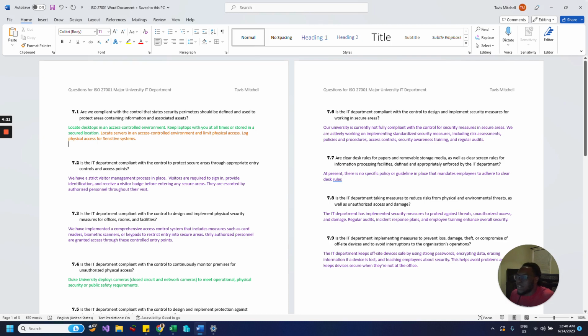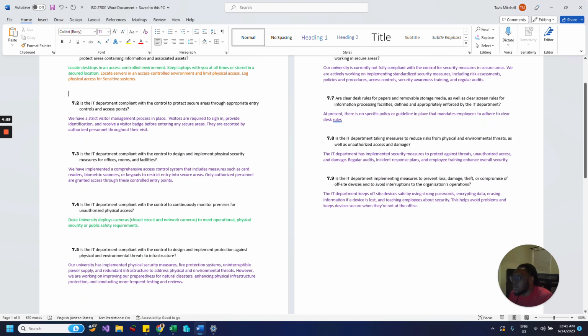Here are the questions that I asked them. 7.1: are we compliant with the controls that state security perimeters should be defined and used to protect areas containing information and associated assets? Then they answered that. This was from the documentation that I showed you from the Duke website. They locate desktops in an access controlled environment. They keep laptops with you at all times or stored in a secure location. And they locate servers in an access controlled environment and limit physical access. And they log physical access for sensitive systems.